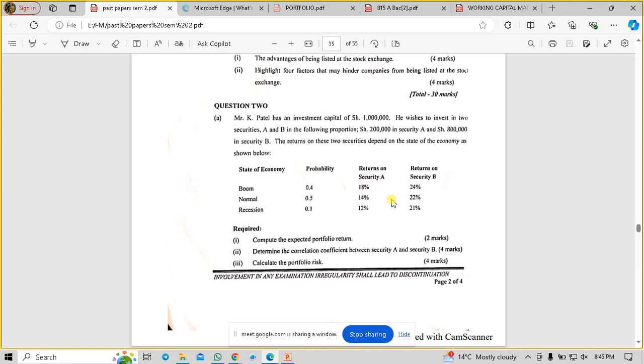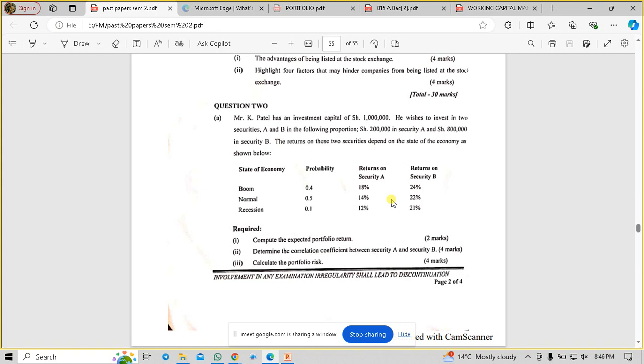I hope you are still together. I can see time is moving very fast. So you're getting standard deviation of A as 5.1%. Who else is getting the same answer?